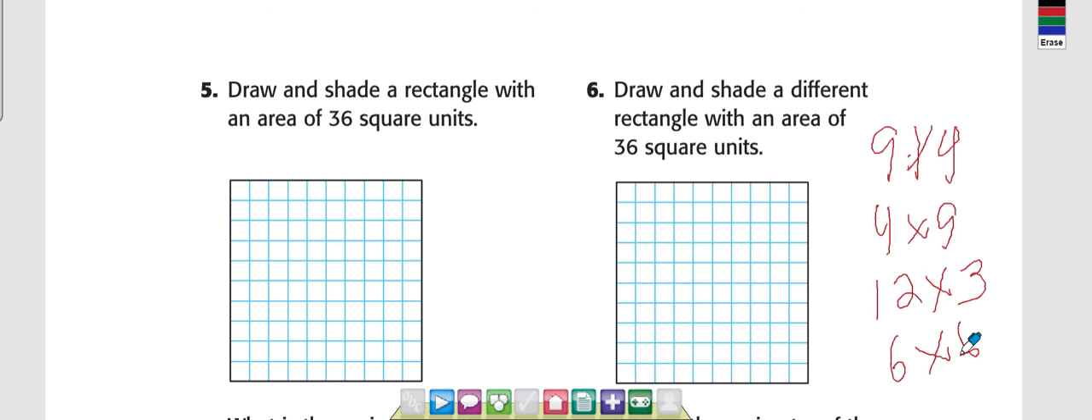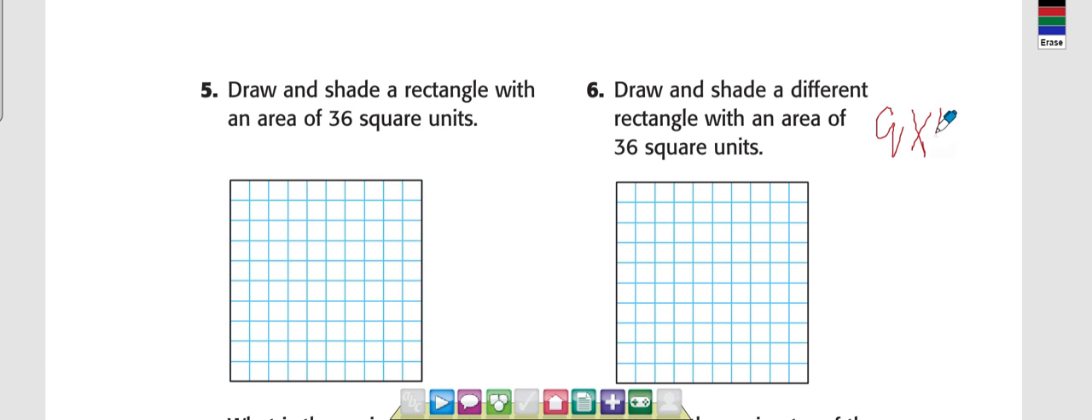So if I use 9 times 4, I'm going to go 9 across and 4 down and make my rectangle. If I go 4 times 9, I'm going to go 4 across and 9 down. If I do 12 times 3, I'm going to go 12 across and 3 down and then make my rectangle. Let's say 3 here and then 12 across, 1, 2, 3, 4, 5, 6, 7, 8. Oh, that one doesn't work because that's too long. So 12 times 3 doesn't work.